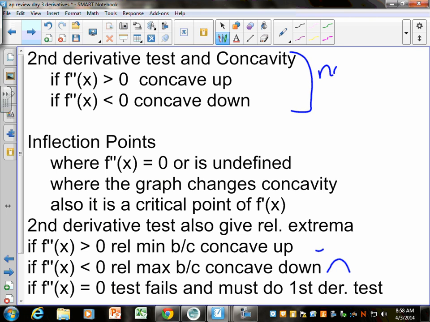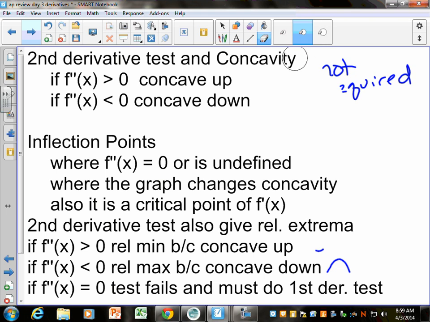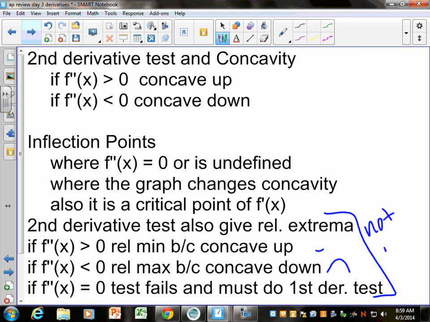This is really not required. Oh, no, just kidding. No, don't write that. That's the second derivative test. Sorry. Down here, the second derivative test is not required. That's what I was going to say here. I thought that's what I had here.